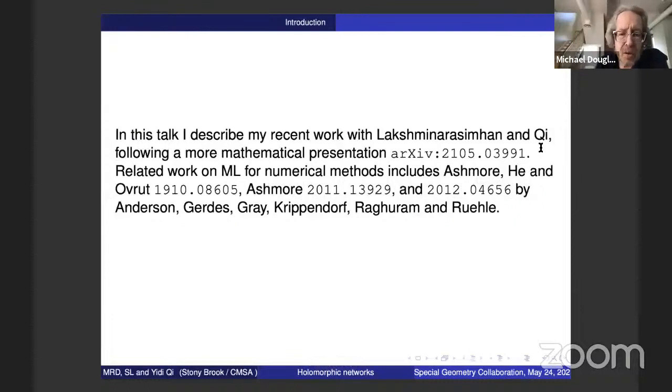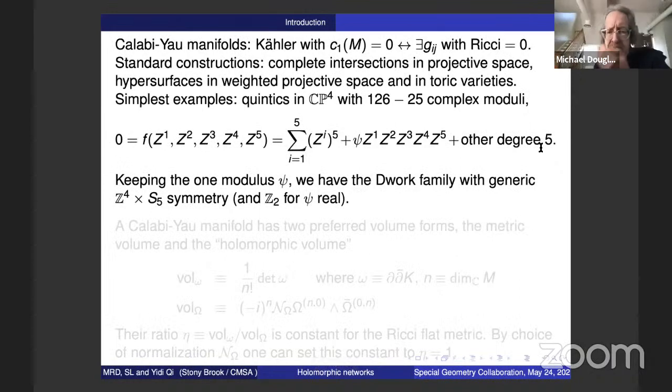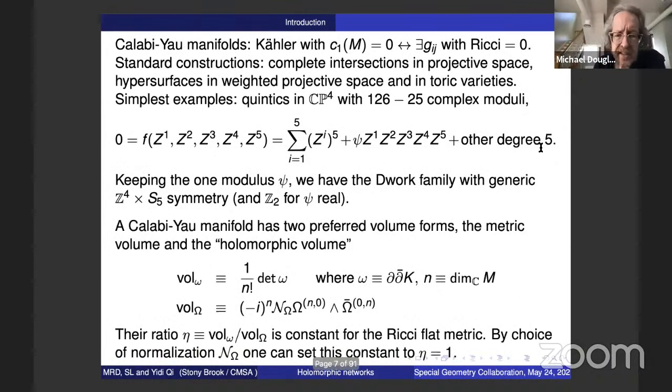Okay, so here I'm mentioning a few of the works of others on the same subject, and they'll speak, of course, at this meeting. Okay, so again, just to review notation as much as anything else.